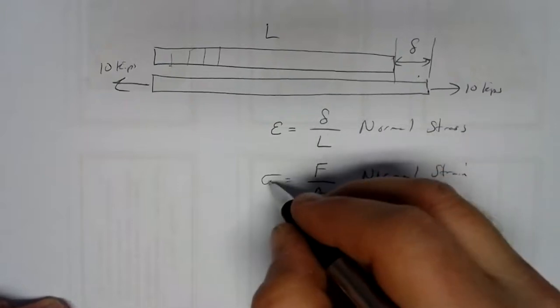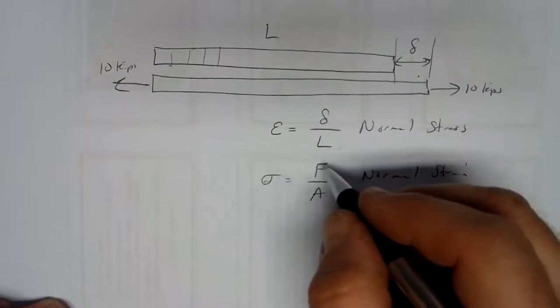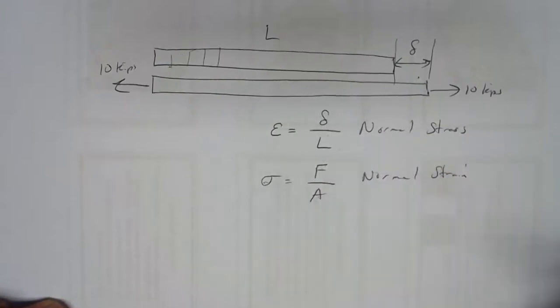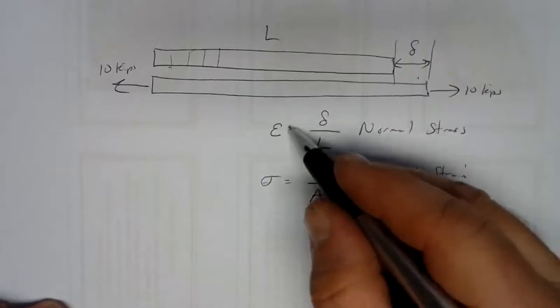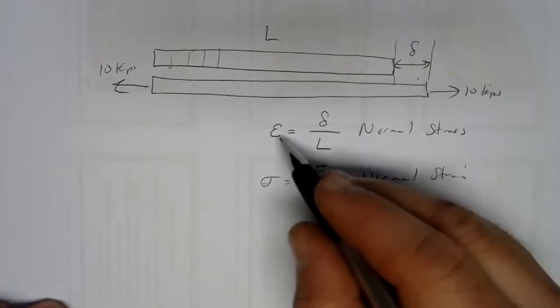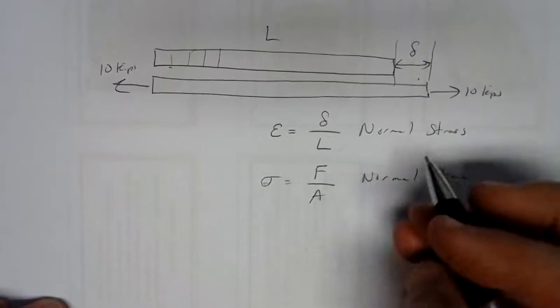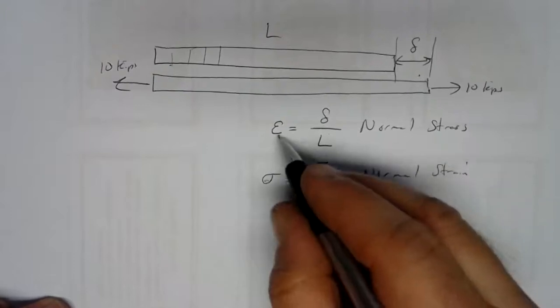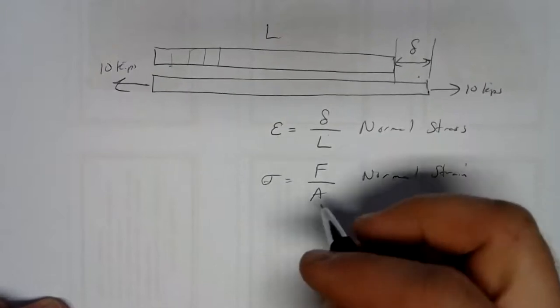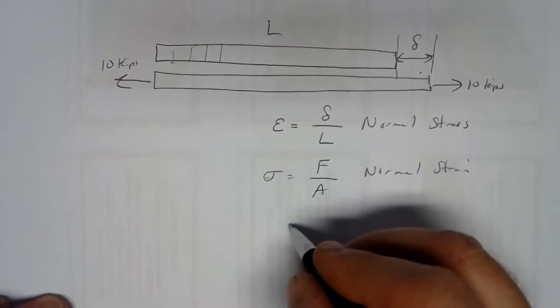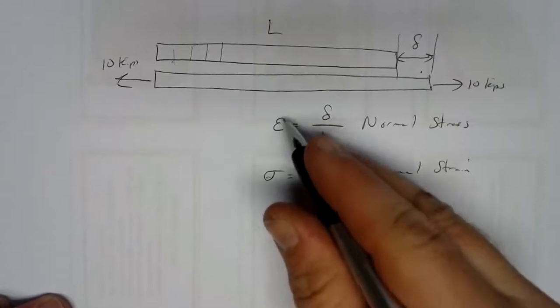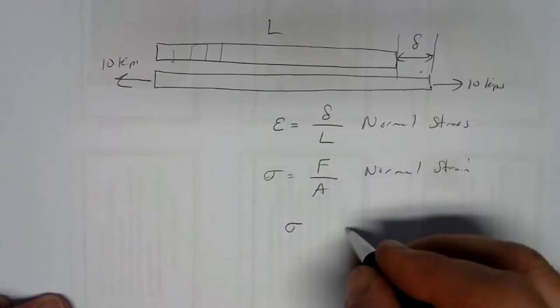So it's just these simple three-part definitions. Sigma is F over A, epsilon's delta over L. There is a connection between the stress and the strain. The stress causes strain, and there's a proportionality between the two. So if we have more stress, we have more strain. If we have less stress, we have less strain.